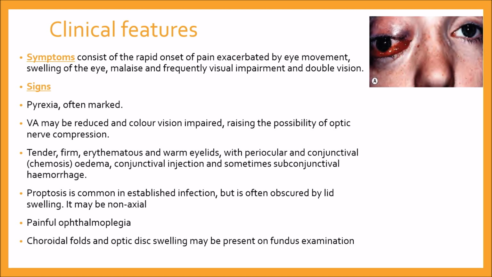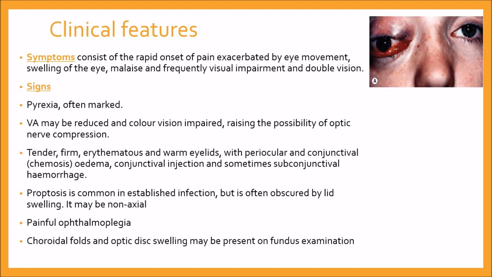Tender, firm erythematous and warm eyelids with periocular and conjunctival chemosis or edema, conjunctival injection, and sometimes subconjunctival hemorrhage. The signs are usually unilateral, though edema may spread to contralateral eyelids. Proptosis is common in established infection but is often obscured by lid swelling. It may be non-axial dystopia, particularly if an abscess is present. Painful ophthalmoplegia, as is shown in the picture here. Choroidal folds and optic disc swelling may be present on fundus examination.